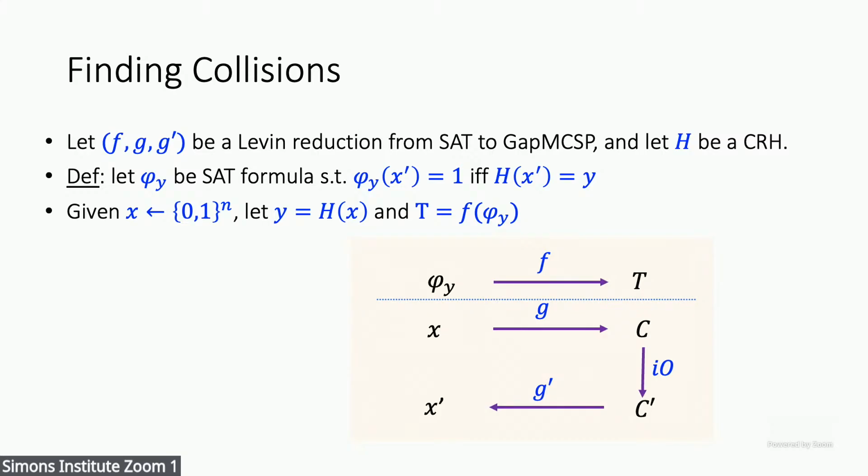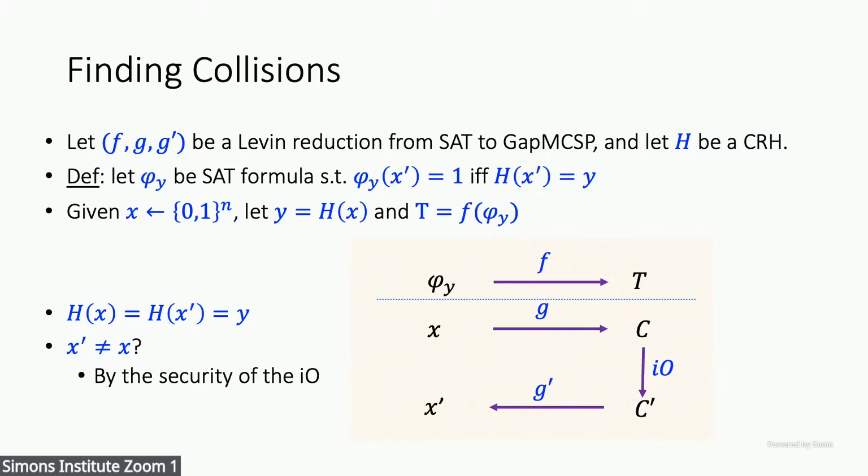Exactly. So it's not hard to see just by how we constructed everything that x prime is a satisfying assignment for phi y, and thus H of x is equal to H of x prime. And what we need to prove in order to say that this is a collision is that x prime is different from x. But this is clear by the security of the iO.